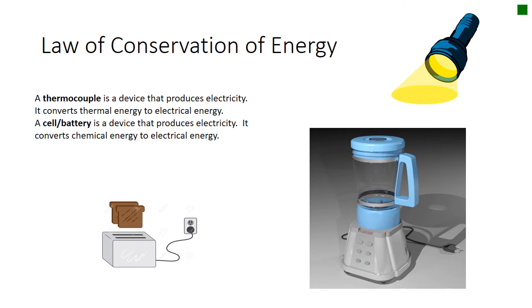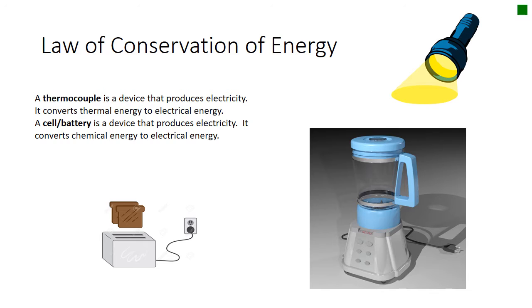And I just spoke about the law of conservation of energy. So there are some examples here where energy is not created or destroyed, but just transferred from one form to another. A good example is a thermocouple, a device that produces electricity from thermal energy. So the conversion is thermal energy to electrical energy. A cell or a battery produces electrical energy from chemical reactions. So it is converting chemical energy to electrical energy.